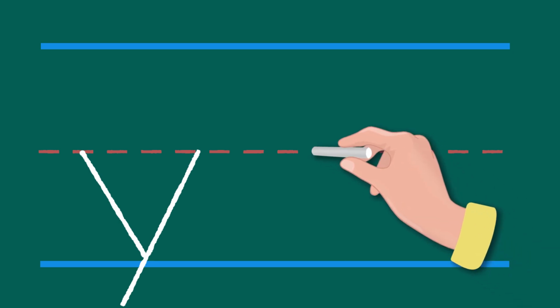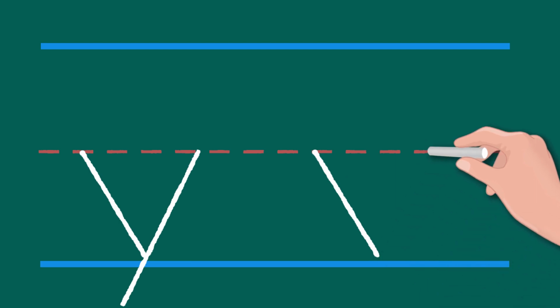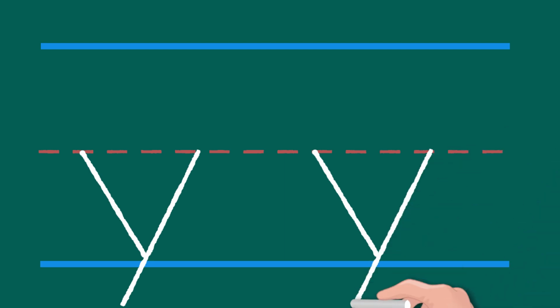From the middle line, make a diagonal line down. Then on the other way, make another diagonal line down twice as long as the first one. Now you try.